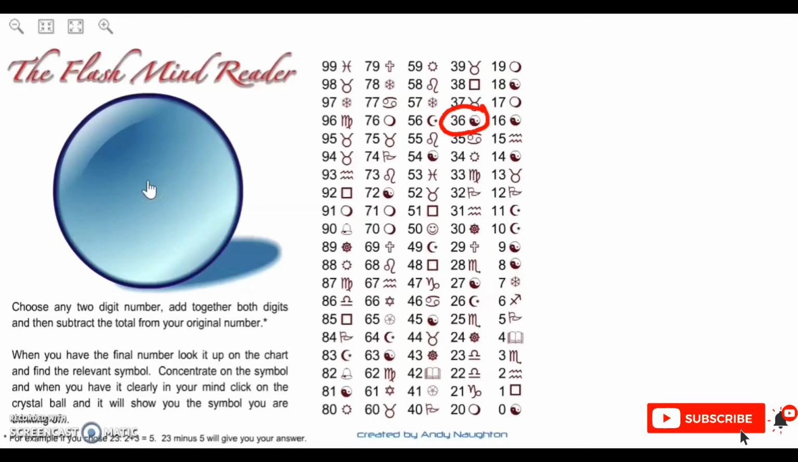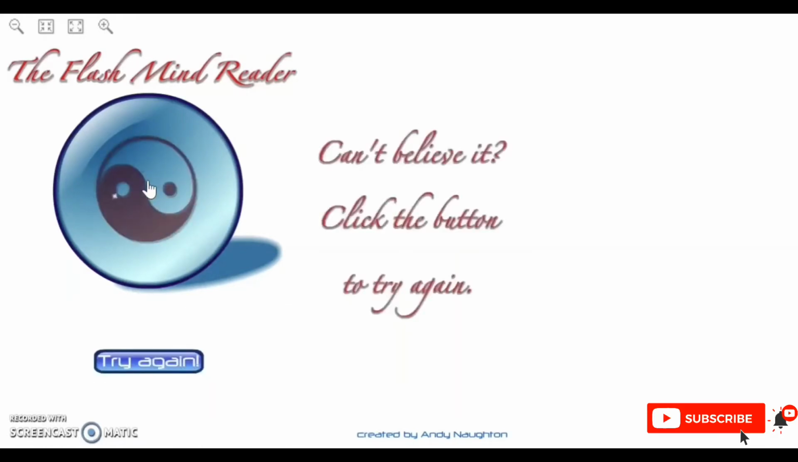Now look into that symbol. Keep that in your mind. Now look into this circle. I am going to click on that circle now. See what it shows? Exactly that ball, right? I clicked on that circle and it shows that ball.